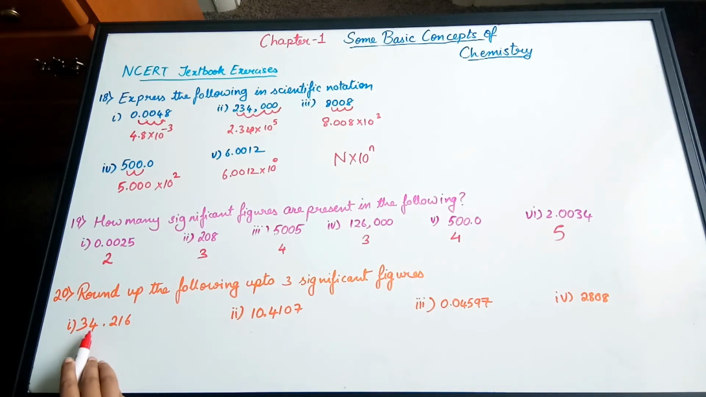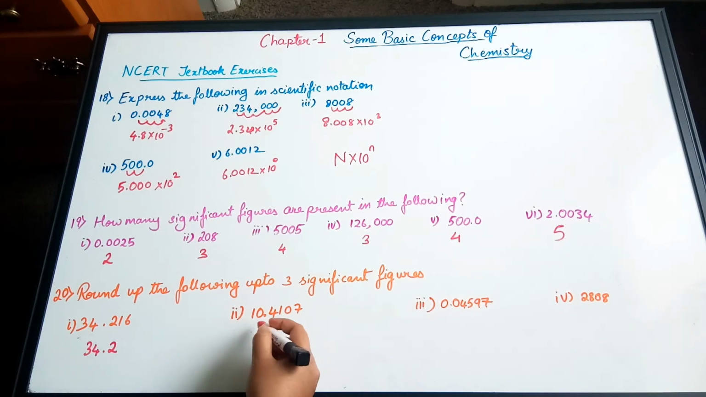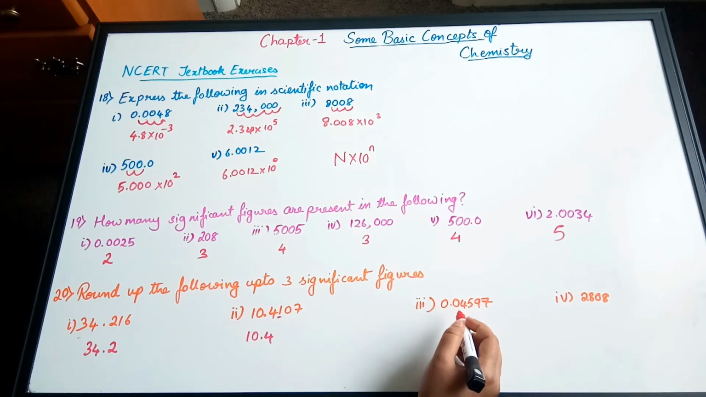So here 1, 2, 3. This is going to be our number. And since the next digit is below 5, the digit stays the same. So 34.2. Now 10.041 becomes 10.4. Similarly, here also you have this digit less than 5, which means it will not change the value of this one.